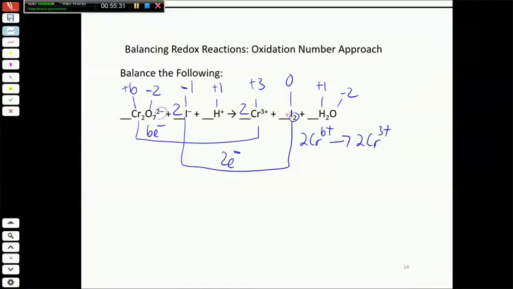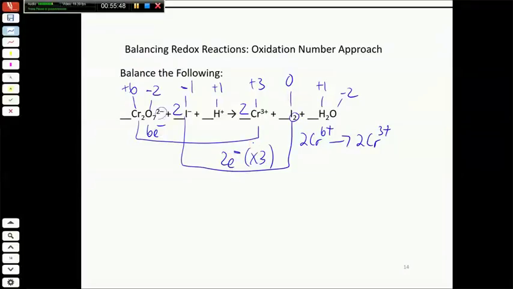Because it's 2 I minuses going to I2, each iodine is losing 1 electron, a total of 2 electrons for that. And because this is 2 electrons and this is 3, we have to triple all of these coefficients to make them balance. We want the total number of electrons to be the same. So 6 electrons are gained by chromium.